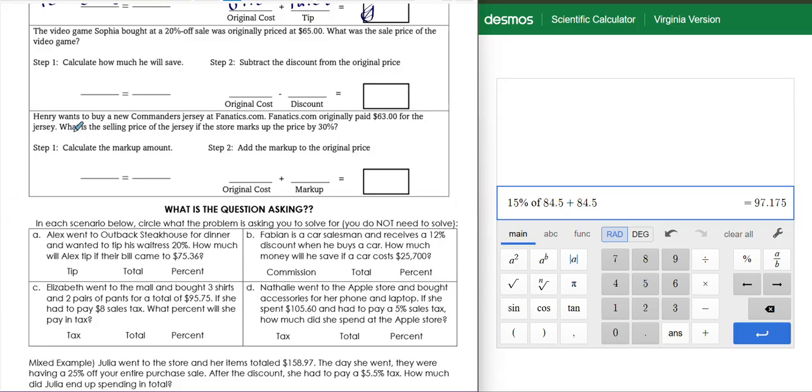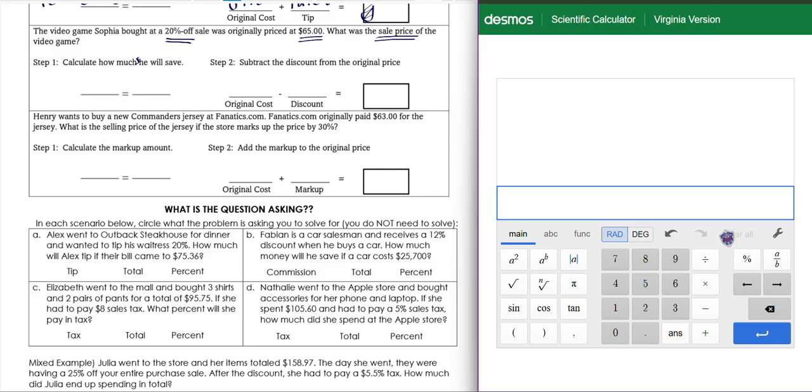The video game Sophia bought at a 20% off sale was originally priced at $65. What's the sale price? Sale price means the final price after that discount. So we want to know how much she's going to save first. Let's find 20% of $65. So that's $13. That's our discount.